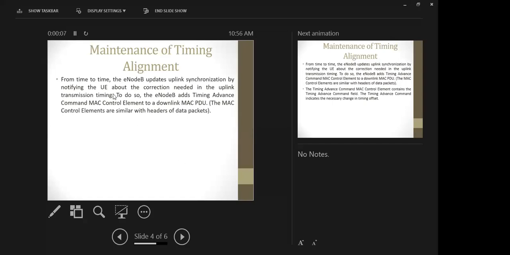So from time to time, the eNodeB updates the uplink synchronization by notifying the UE about the correction needed in the uplink transmission timing. And to do so, the eNodeB uses some control element in the MAC PDU or MAC level packet, and that control element is called timing advance command MAC control element.